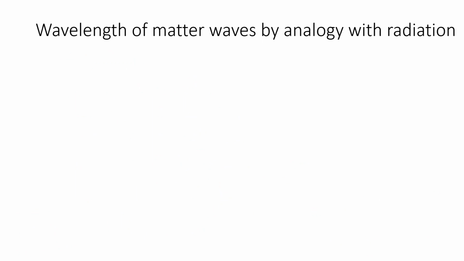So let us talk about the wavelength of matter waves again, but now by analogy with radiation. What is analogy? Analogy is similarity. So radiation has a dual nature, we know that. By Planck's quantum theory, E is equal to h mu. It is the nature of photons, no?